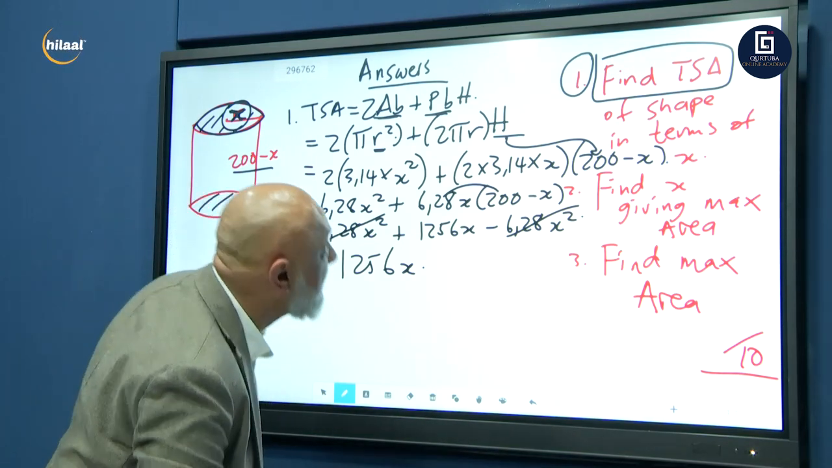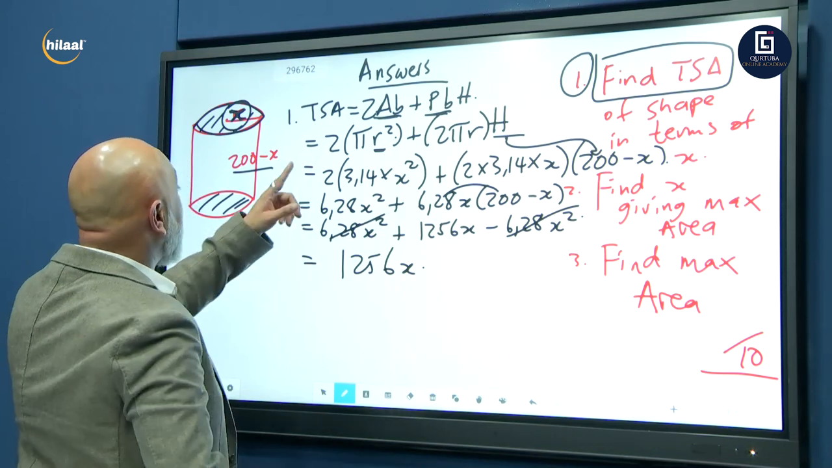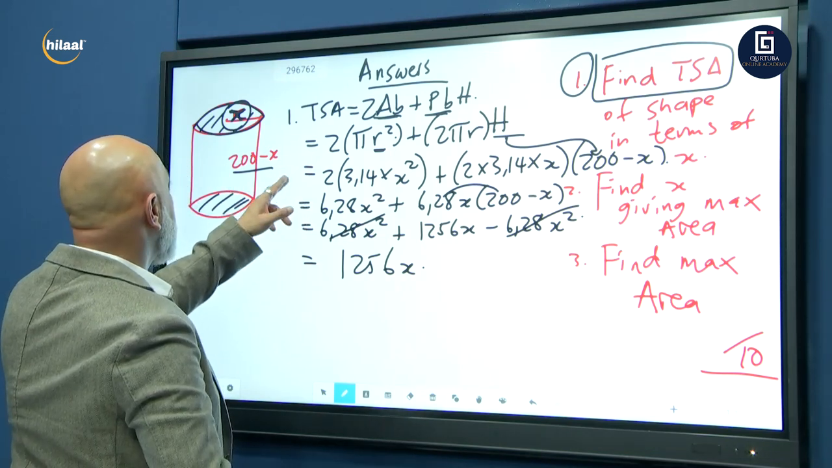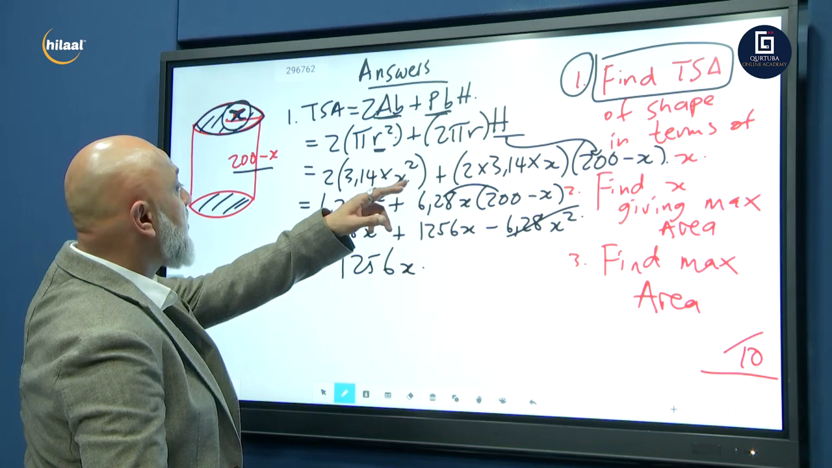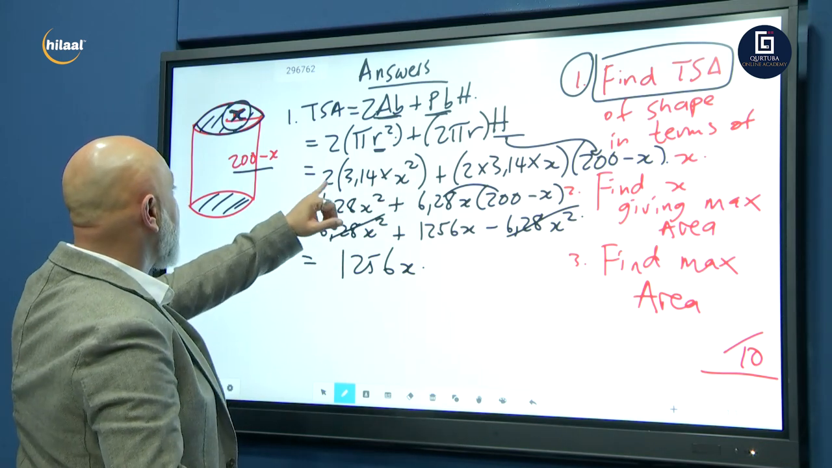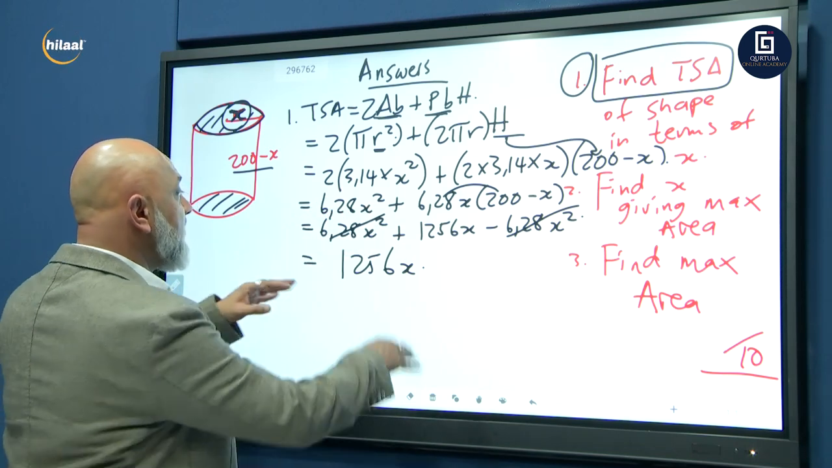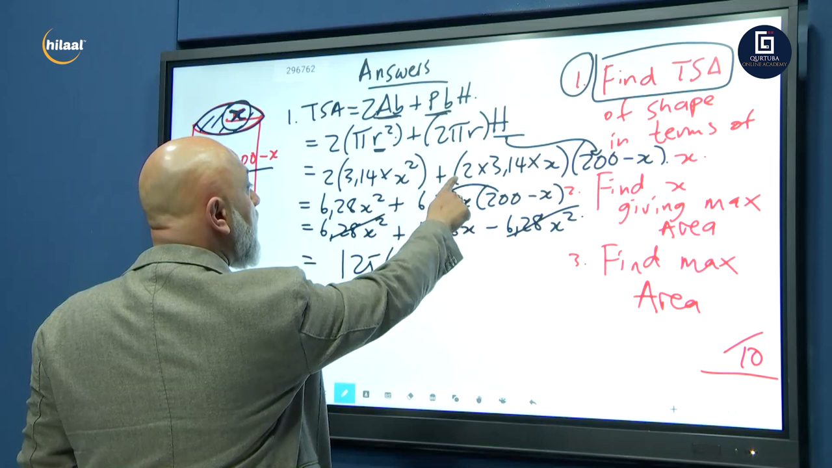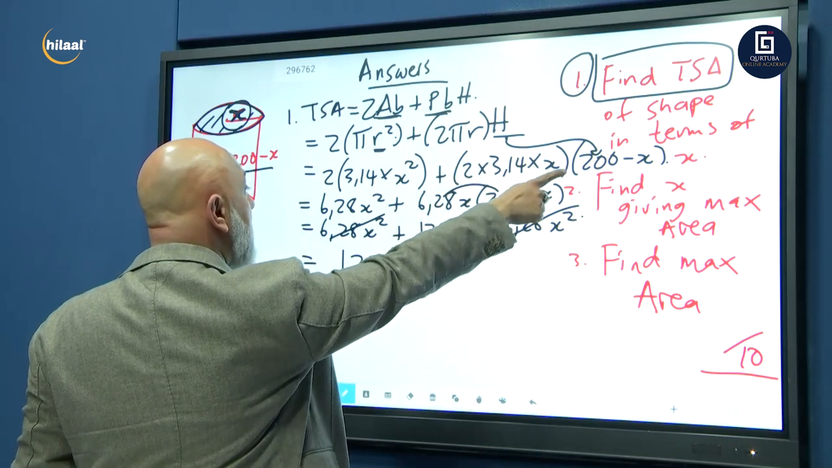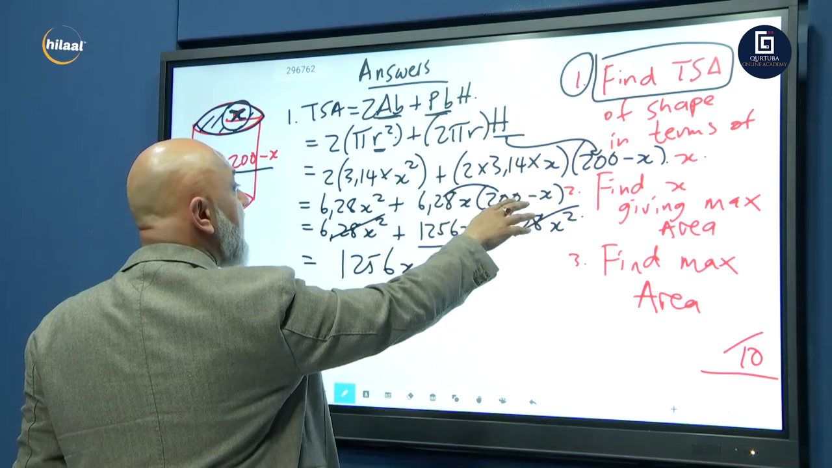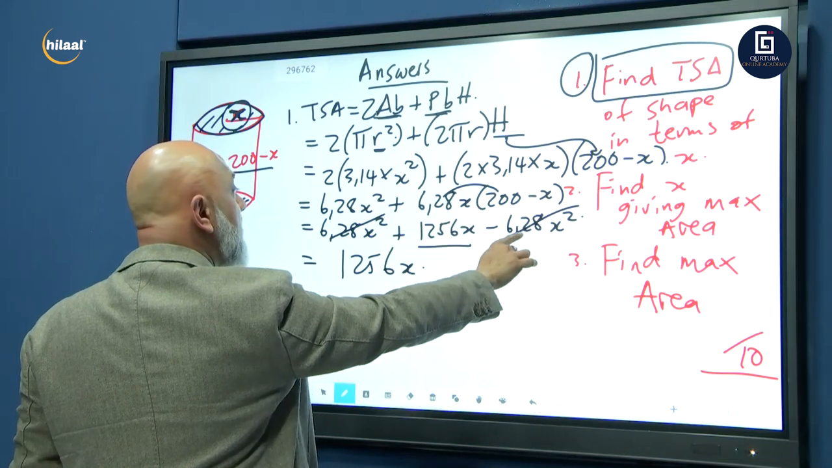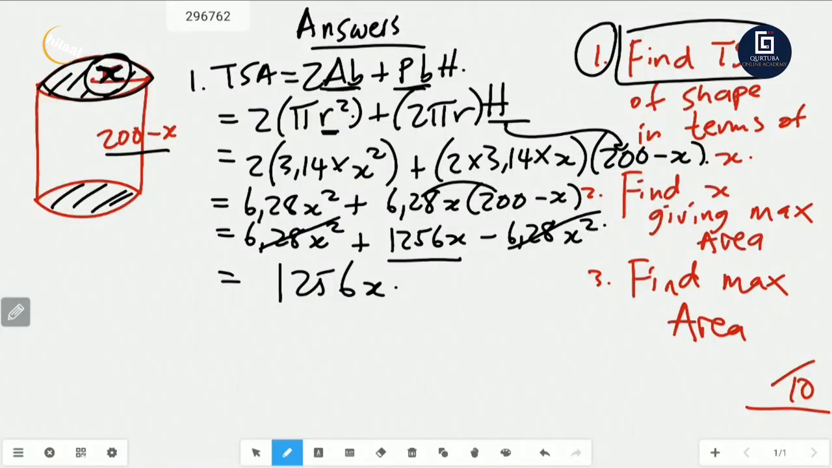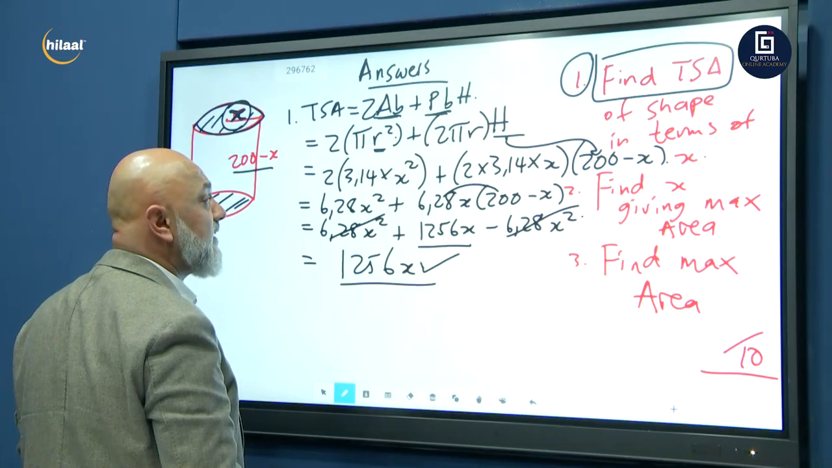Let's just do a quick check, guys. I just want to check that my calculations are correct. So 2AB, 2 pi r squared, that's correct, plus 2 pi r times h: 2 times 3.14 times x times h. So we get 6.28x squared plus 2 times 3.14 times 200, that will give me your 1256x, and then 6.28x times minus x gives you minus 6.28x squared. That and that cancel out, and that is correct. Our final answer, 1256x, is your total surface area of the shape in terms of x.